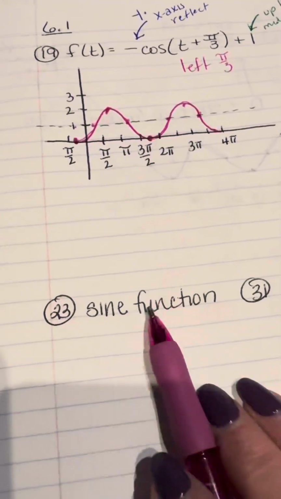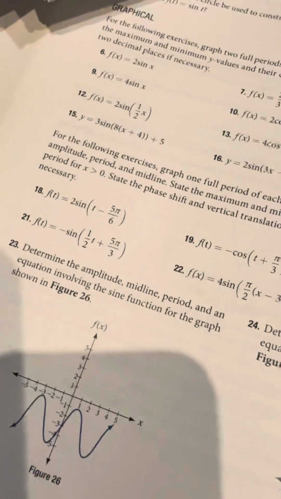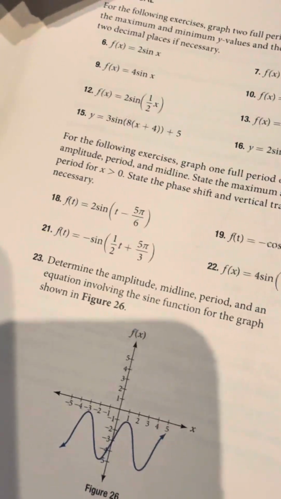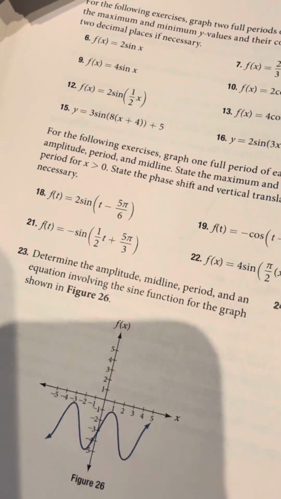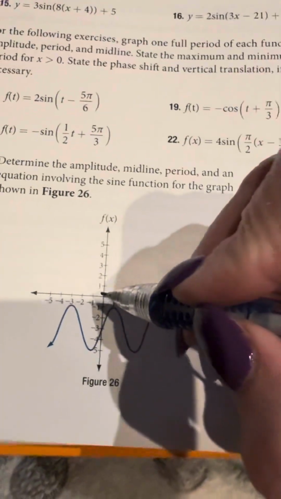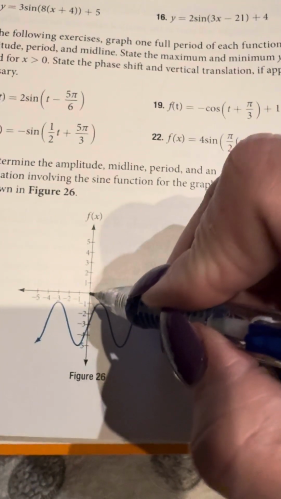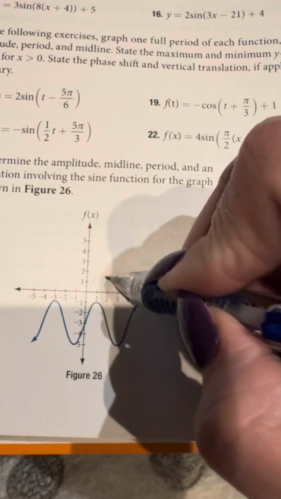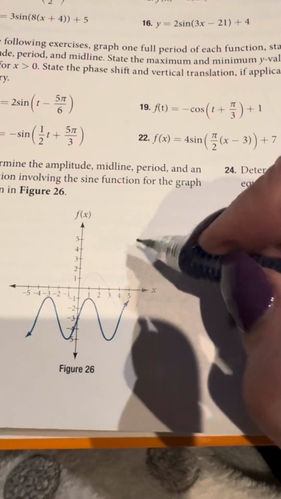Okay, then they want me to write an equation of the sine function. It tells me that in the instructions. I'm sorry, they do not want me to draw an equation. They want me to determine the amplitude, midline, and period. Oh, and an equation, there it is, involving the sine function. Since I know that this is a sine function, I know that my normal sine function would start right here. I'm going to just ignore everything that's on here. It would start right here and it would come up and then go down and then come up like that. That's what my normal sine function would look like.